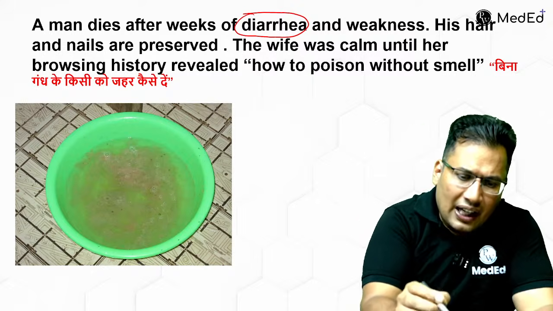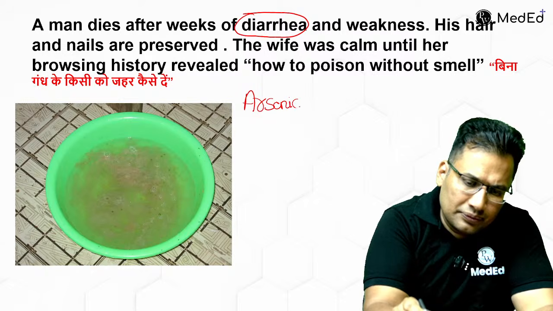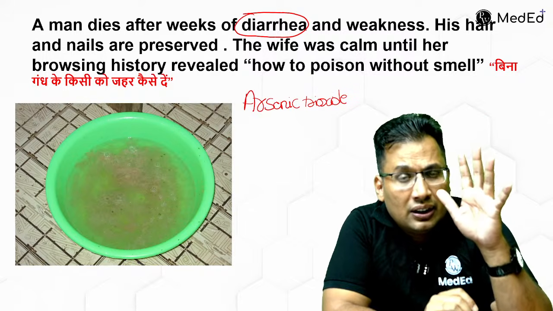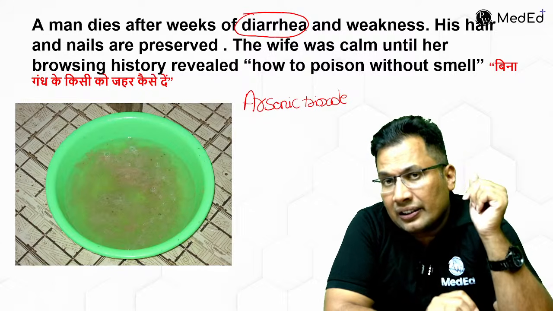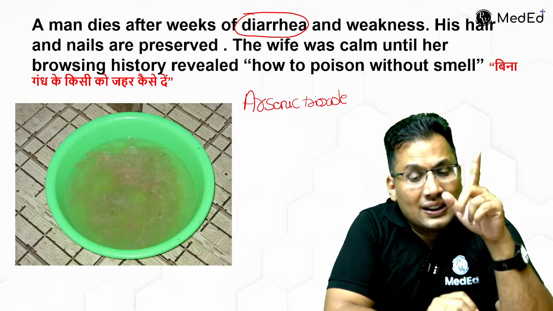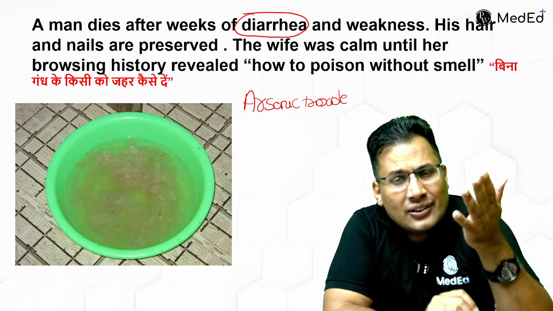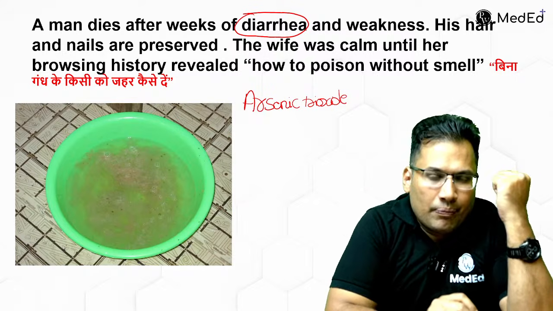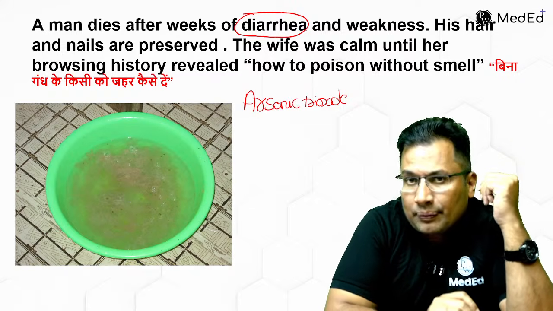The answer is arsenic trioxide. It is not arsenic sulfide. It is not copper arsenate. It is not Scheele's green. It is not Paris green. It is arsenic trioxide. It is a colorless, tasteless, odorless compound which can be mixed with any food and drink. That's why arsenic is also known as inheritance powder.